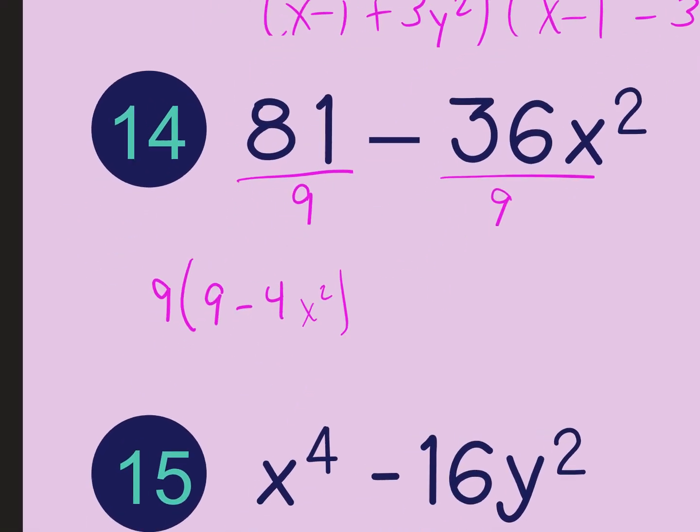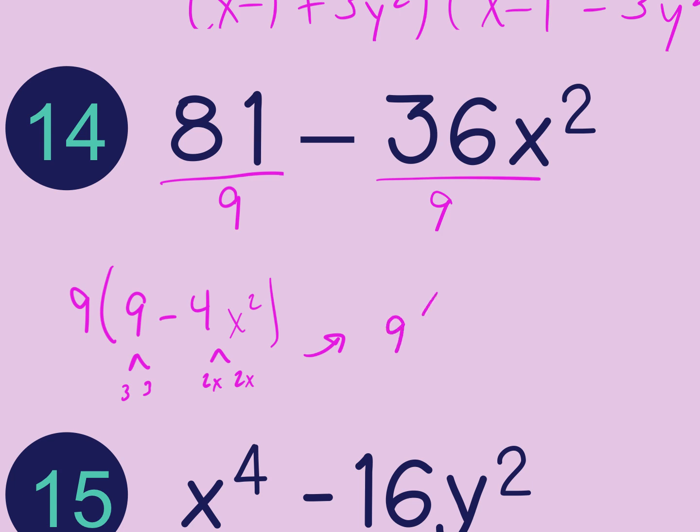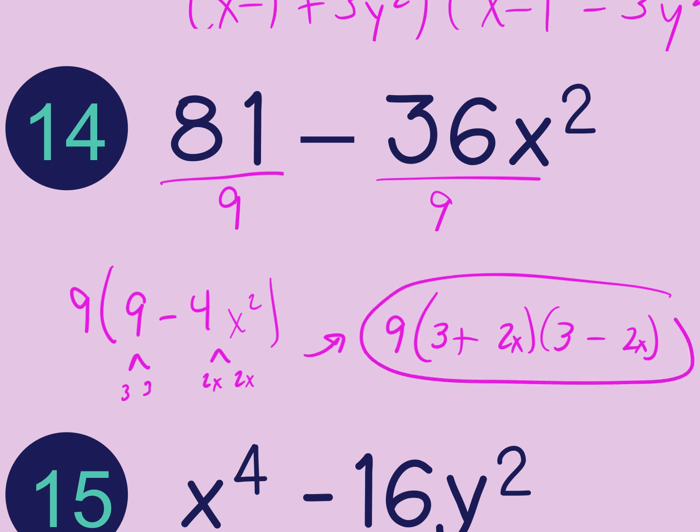Now, do I have another difference of perfect squares hidden in here? Absolutely. I absolutely do. 3 times 3 is going to give me 9. 2x and 2x is going to give me 4x squared. So when I factor this out, I have my 9 out in front, and then my two parentheses are going to have a 3 in the front, a 2x in the back, and a plus and a minus sign in the middle. Does not matter which one has the plus, which one has the minus. Just make sure you got it.